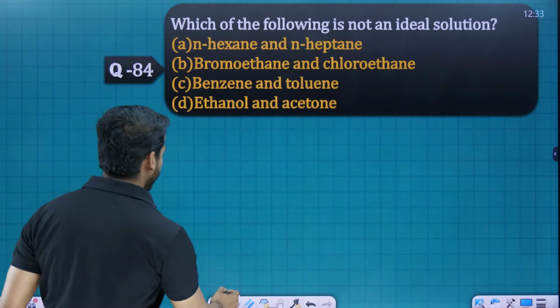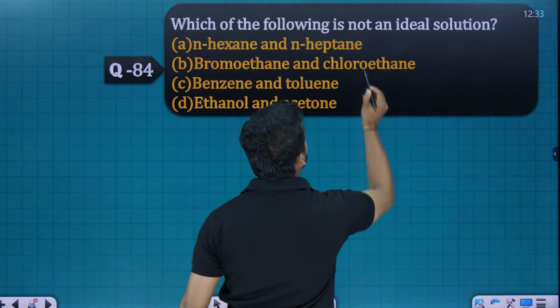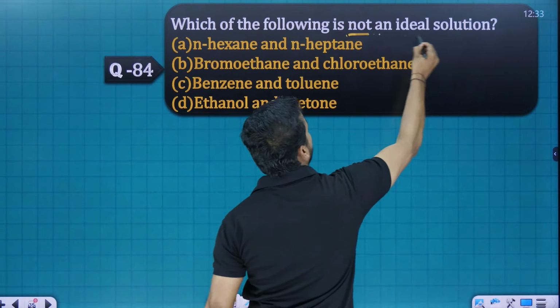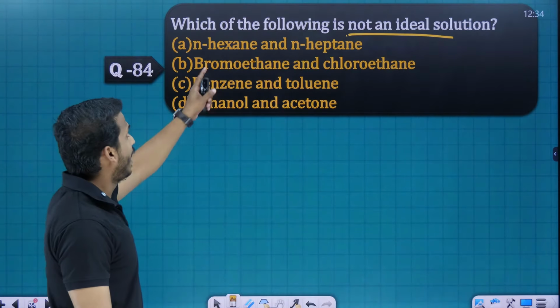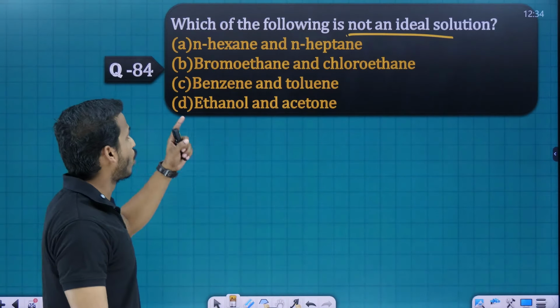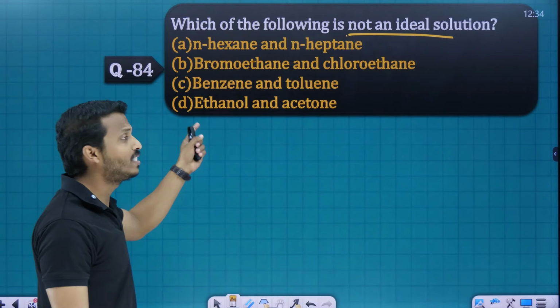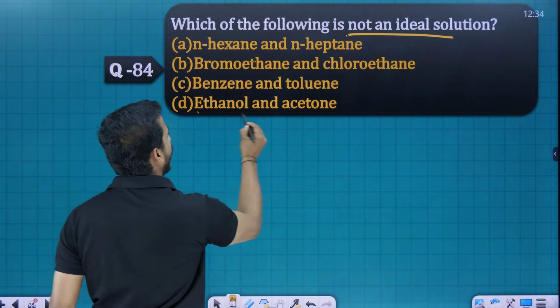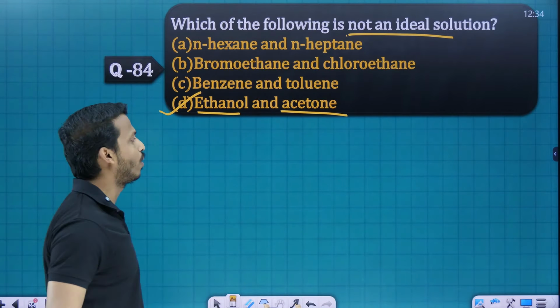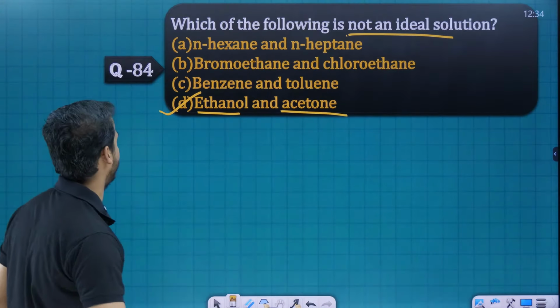Question 84, which of the following is not an ideal solution? Not an ideal solution. Hexane and heptane, ideal. Bromoethane and chloroethane, ideal. Benzene and toluene, ideal. Ethanol and acetone, no, right? Ethanol and acetone are positive deviation cases.